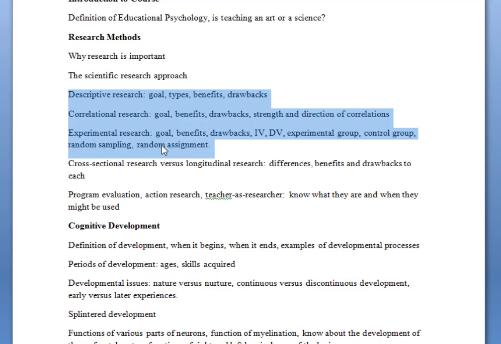The great thing about descriptive research is that because you often have a small sample size, you can really dig in and get a lot of information. So a benefit here is that it can give you good ideas. It can give you information that then leads to other types of research.